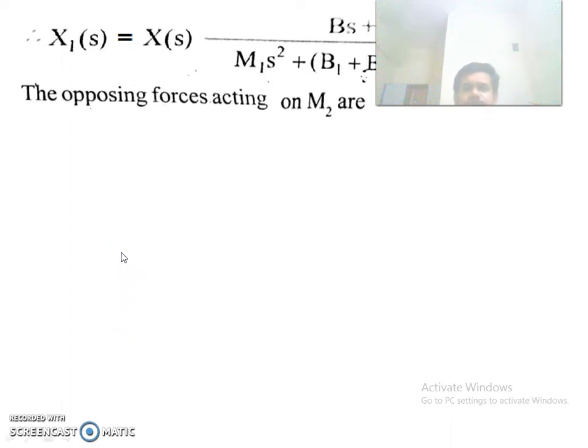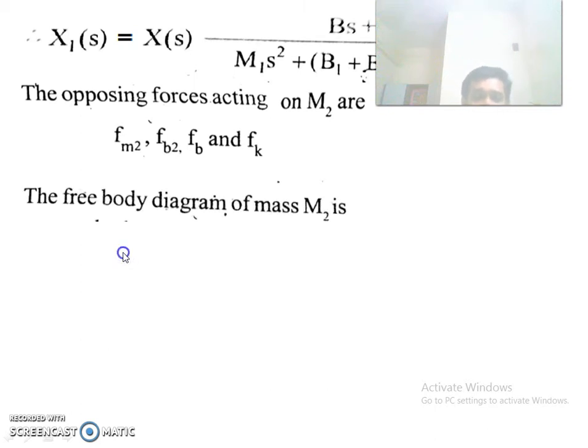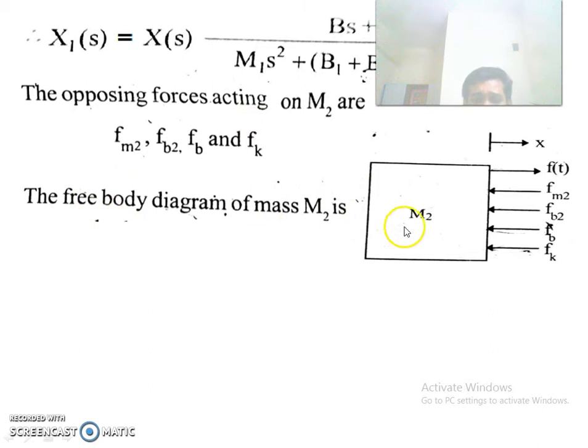Now we are going to see the opposing force acting on M2. First we have to draw the free body diagram. The components connected to M2 are a spring K connected between M1 and M2, a dashpot B connected between mass M1 and M2, the friction of the mass M2, the opposing force due to the mass M2 itself, and the applied force F of t. So first we are going to see the opposing force due to M2 itself.